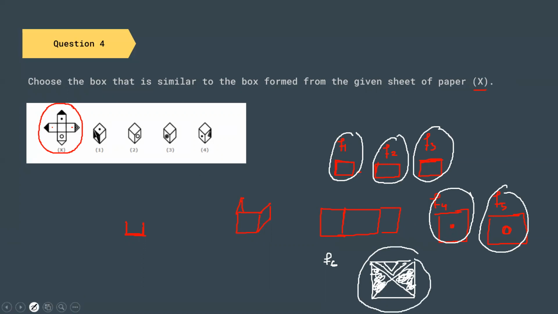Now, if we look at option number four, there is no face like this where one side is black and three of the sides are white. There is no such face. We have face 6, but in face 6, three of the faces are black. But in here, three of the faces are white. So this option is eliminated and this is not a possible answer.